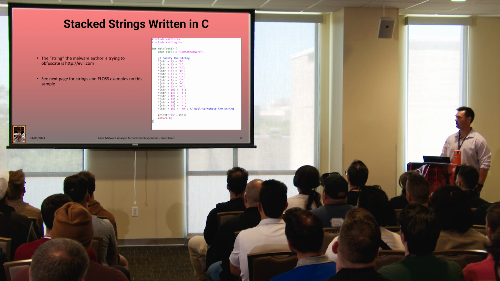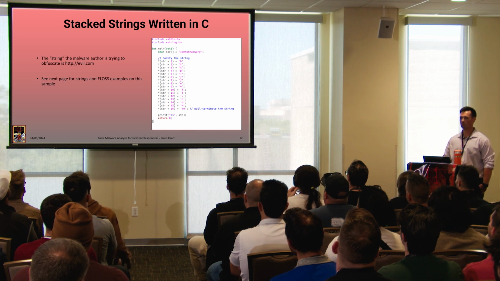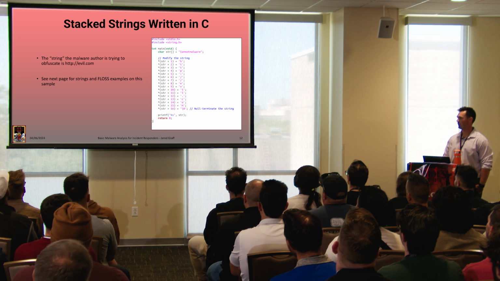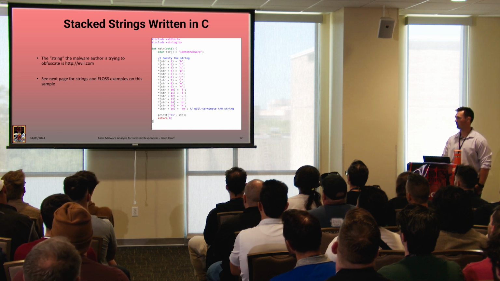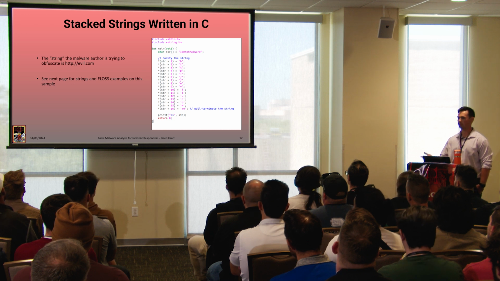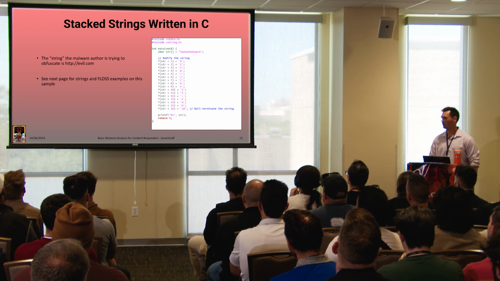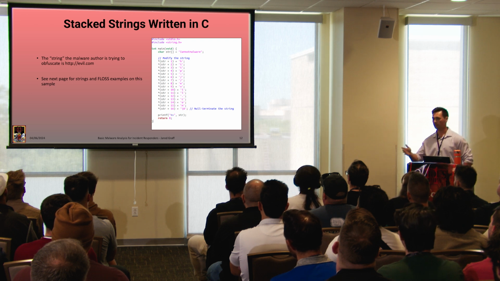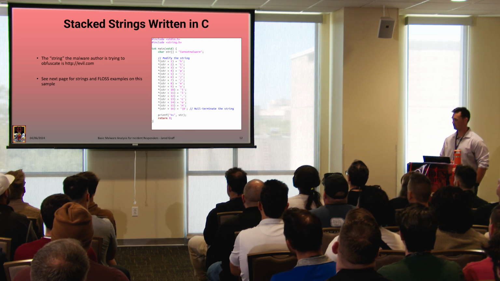You can see http://evil.com. And then at the end, for those familiar with C, this is just doing the printf function with %s, which is specifying a string, and then it's printing http://evil.com. This sample here is not actually malicious. It's just shown for the example.